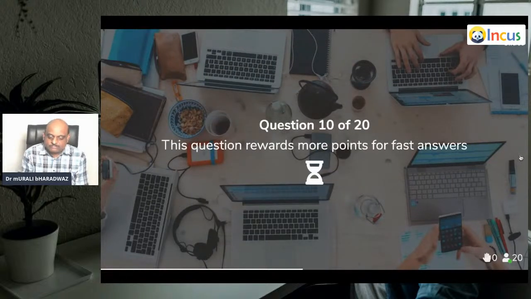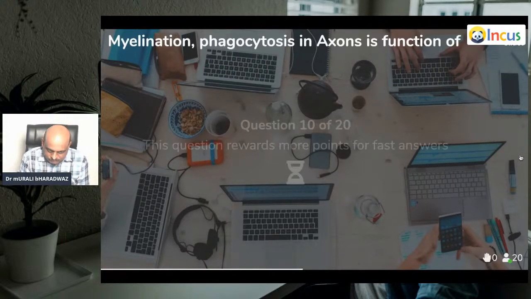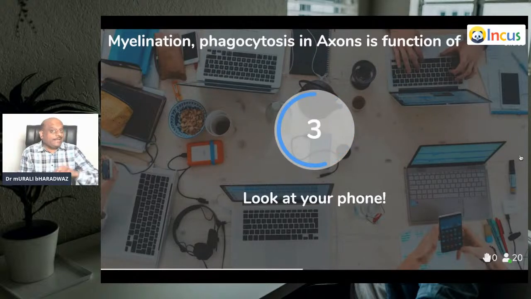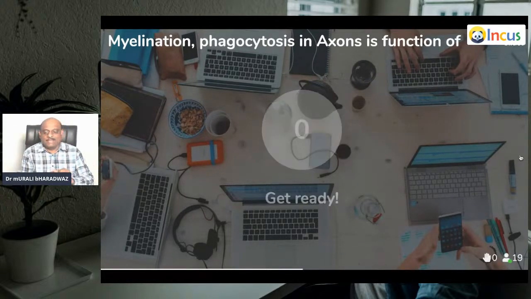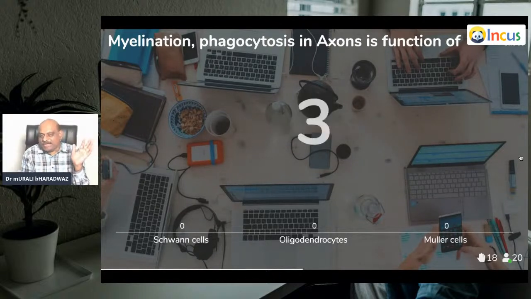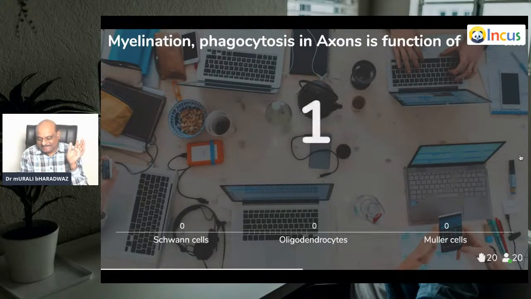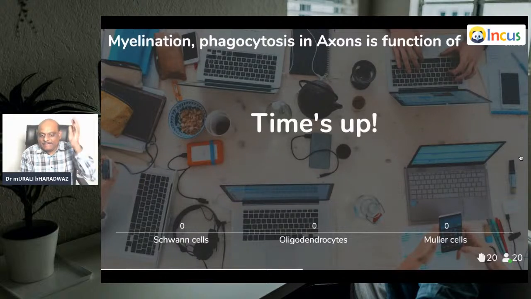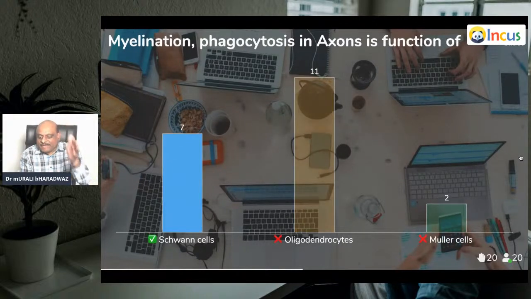Question number 10. Myelination, phagocytosis in the axons. I know what is the wrong answer. I want to get also right answer. Surely half of you are going to do this wrong. I know that. Myelination, phagocyte. I told you now, almost half of you will do it wrong. More than half.